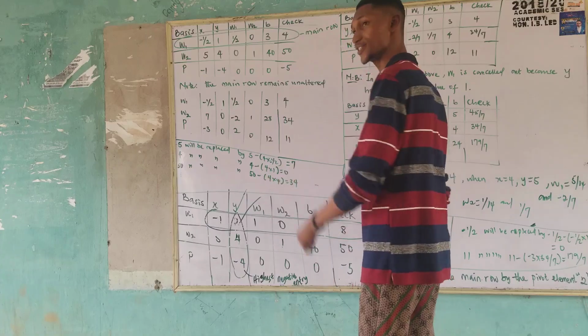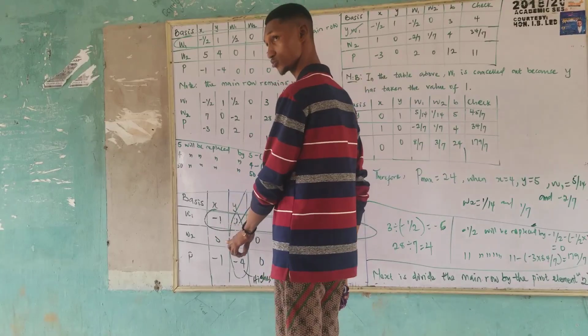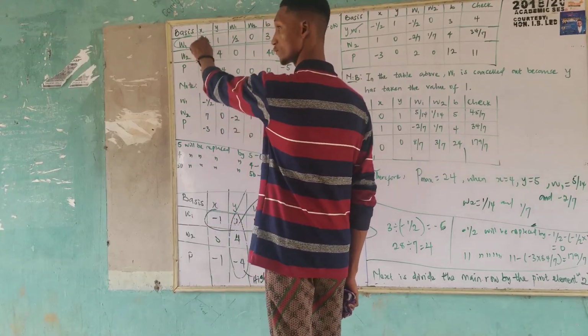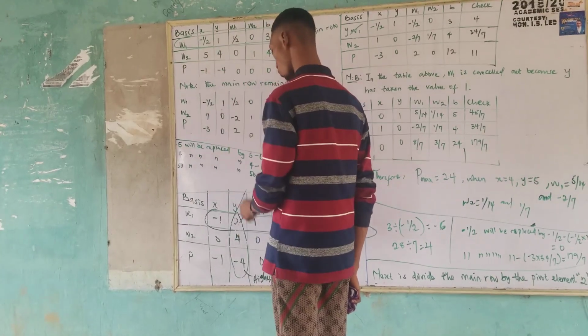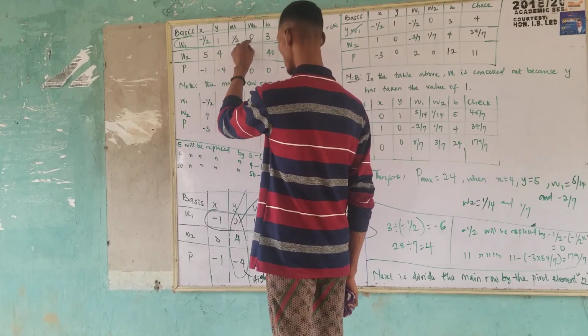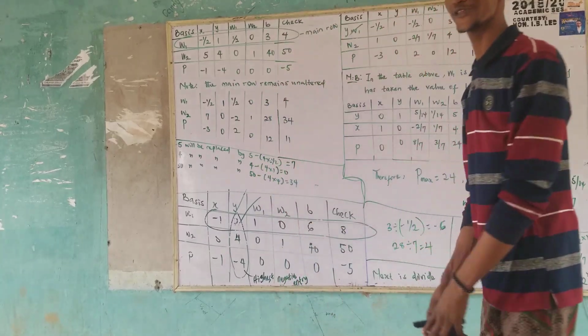3 is what makes us get the pivot element. So I'm going to divide minus 1 divided by 2. I will have minus 1 and what? 2. 2 divided by 2, 1. 1 divided by 2, half. 0 divided by 2. 6 divided by 2, 3.